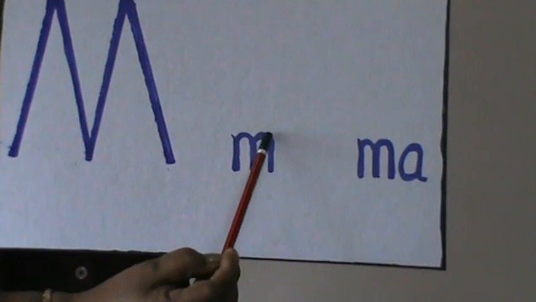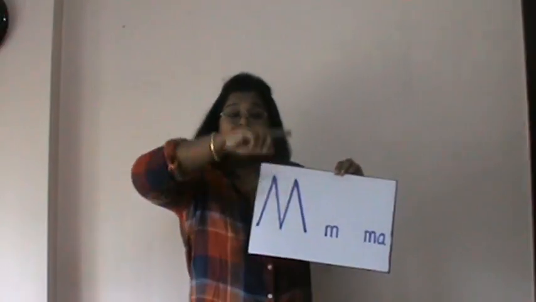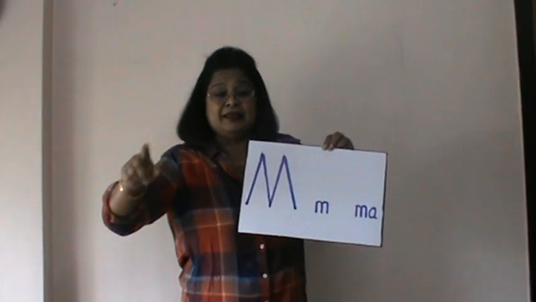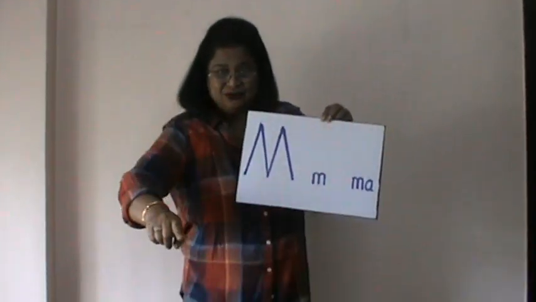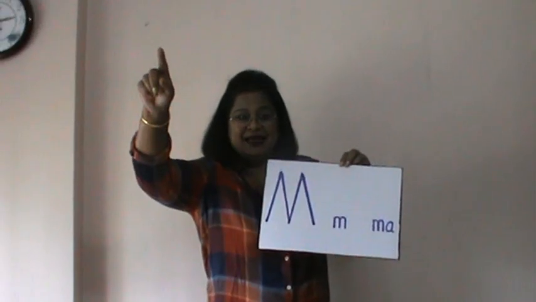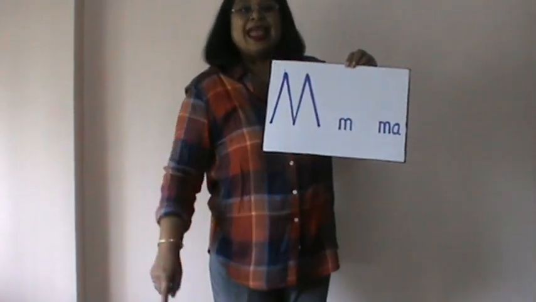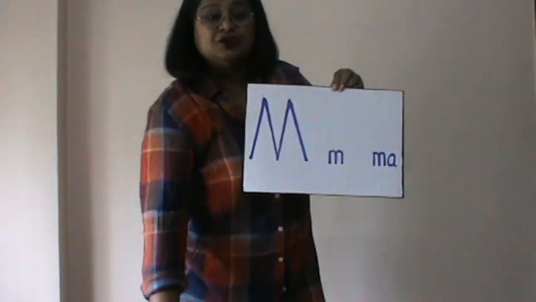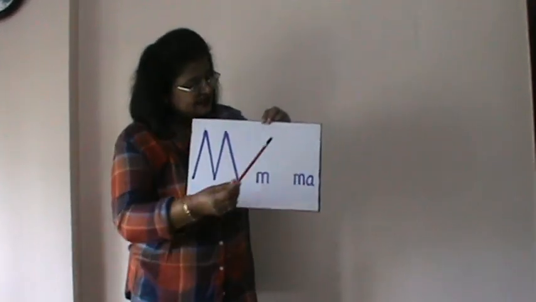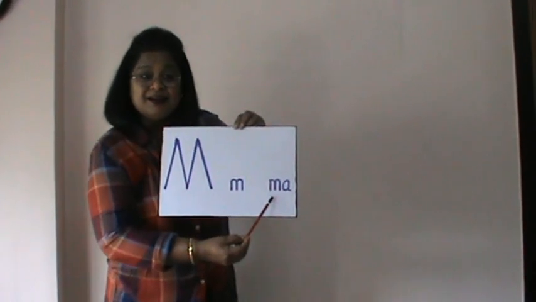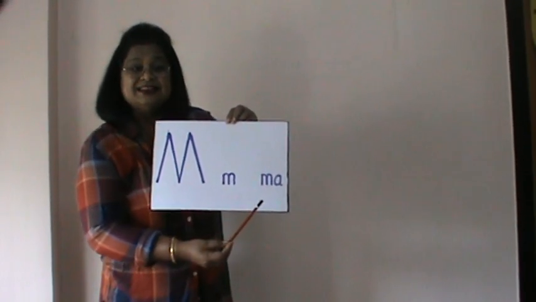Like this. Now children, put your finger up in the air like this, and I want you to write M in the air. Up, that's right, down, up and down. M. Now children, how does M sound? M says M. Okay, M says M.